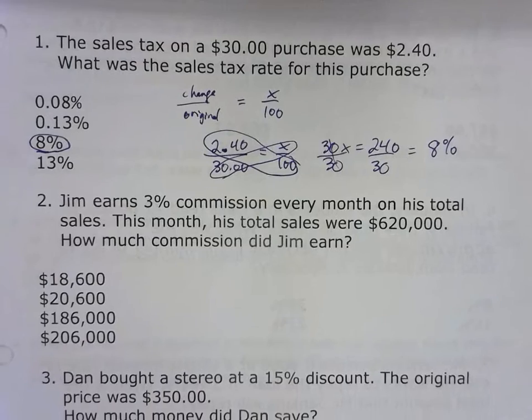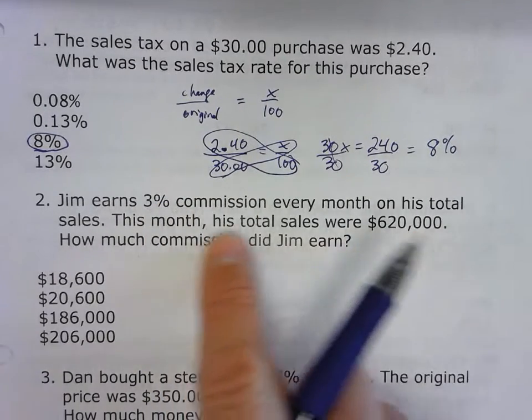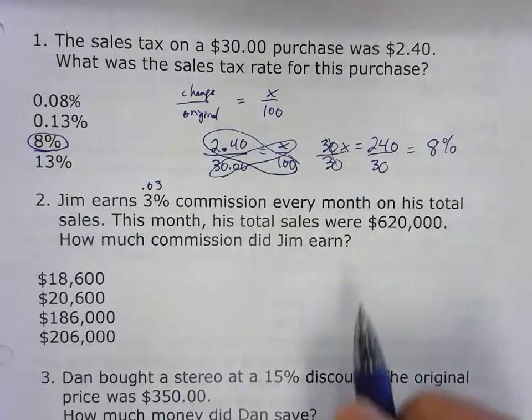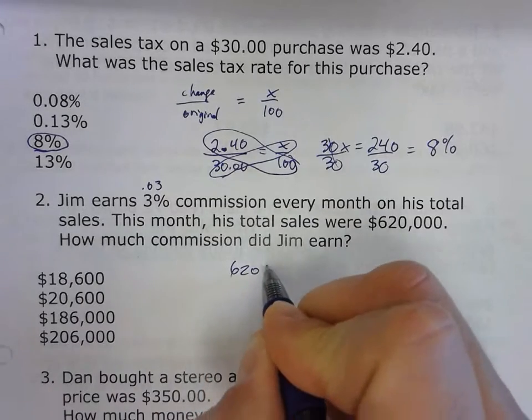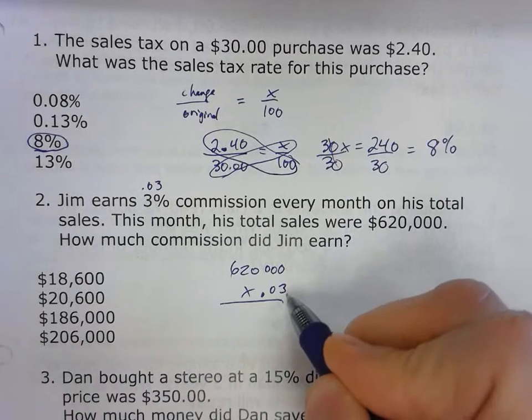Number two question is a commission question. Alright, 3% commission on his total sales. So we're going to change that to a decimal, which would be 0.03, and we're going to multiply that by the sales. So 620,000 times 0.03. You could probably do that even without a calculator.